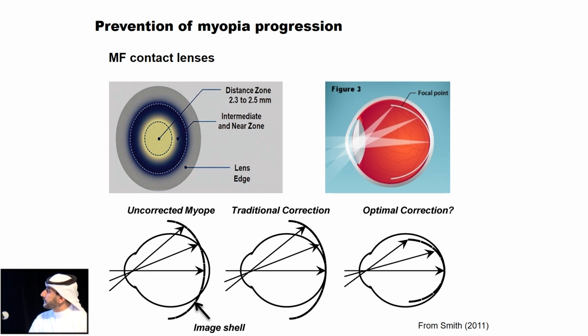And the lower 3 diagrams show the uncorrected myopia, and the traditional correction in the middle image. In the bottom middle image, you can see that with the spherical correction, the peripheral image is still projected behind the retina, and this would cause a stimulus for eye growth. But with multifocal lenses, the image will be corrected and focused in front of the retina.